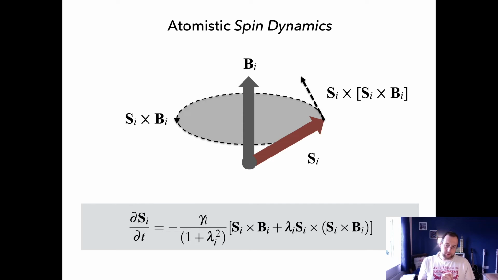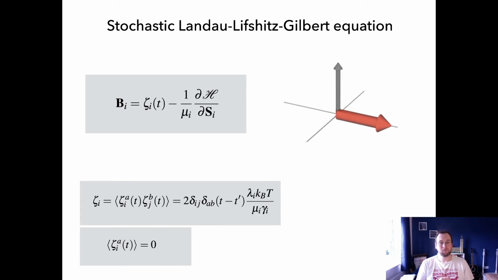There are ab initio studies which will allow you to extract this lambda value, but typically we use that as a phenomenological parameter based on either experimental data or some other dynamic measurements. Of course, the Landau-Lifshitz-Gilbert equation is fundamentally a zero temperature equation of motion. And so what we want to do is include temperature effects within our simulations. So to do this, we use the stochastic Landau-Lifshitz-Gilbert equation.